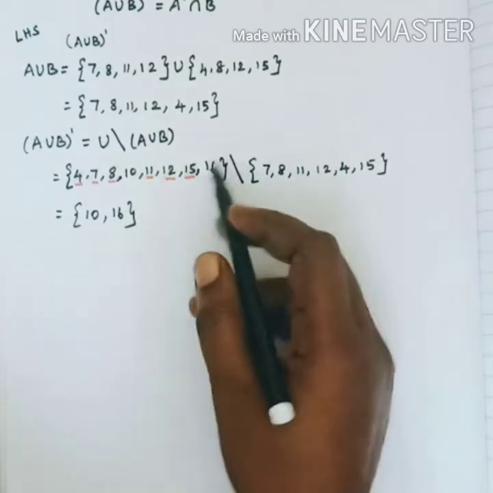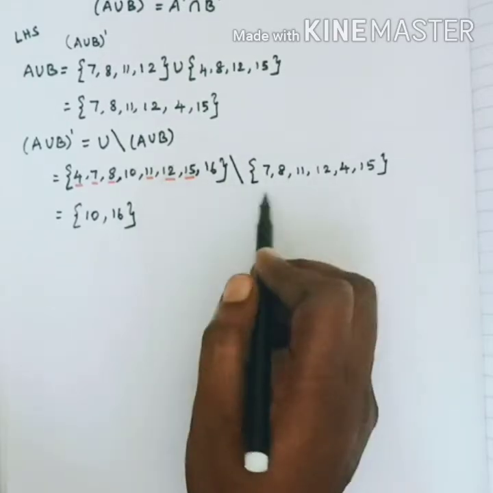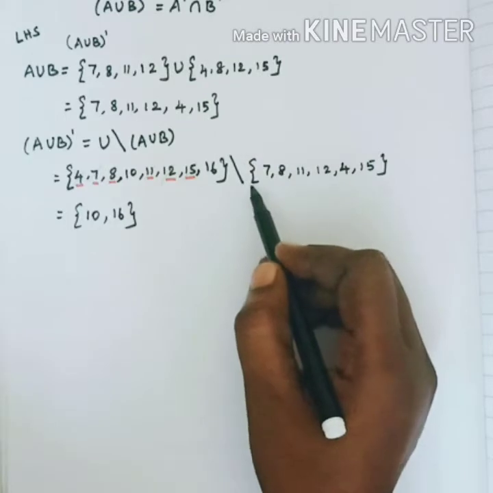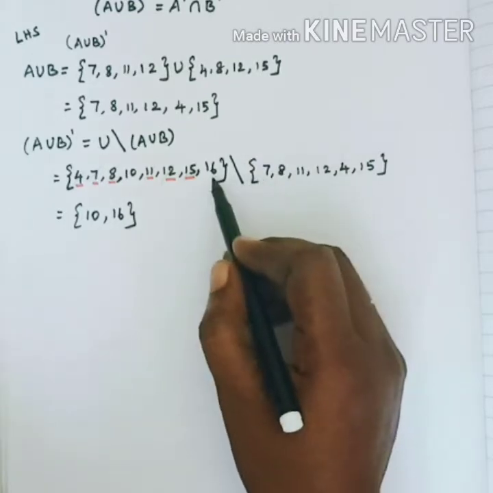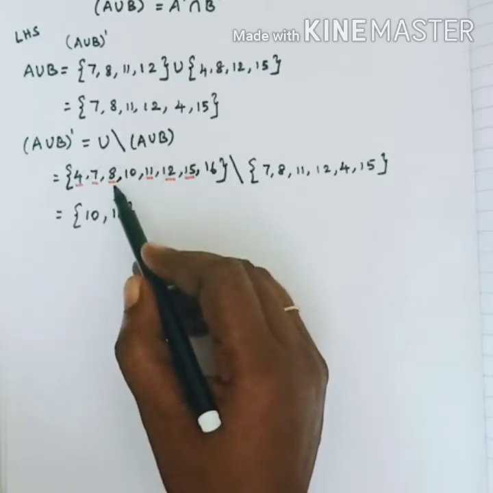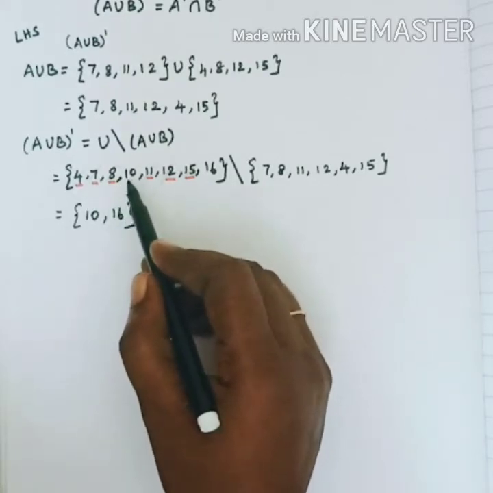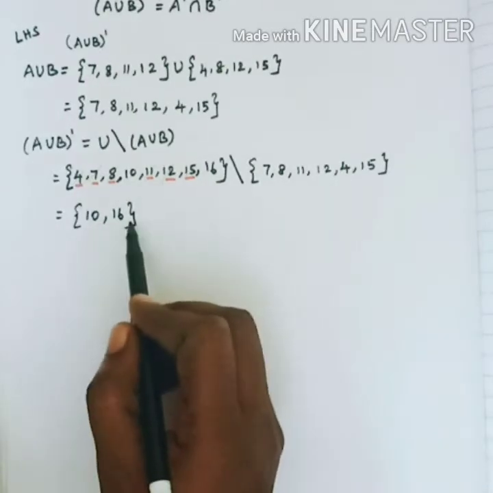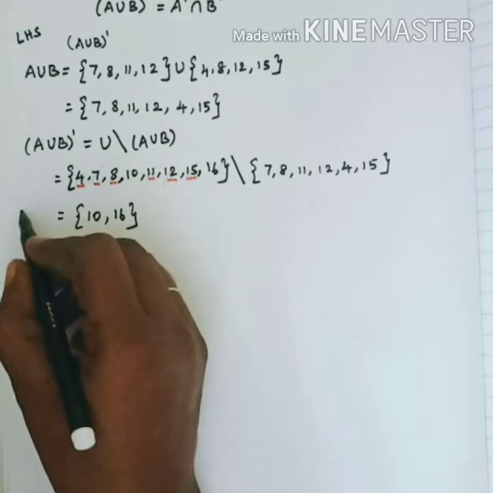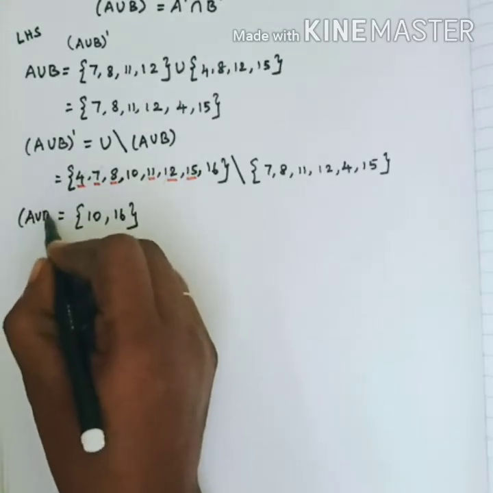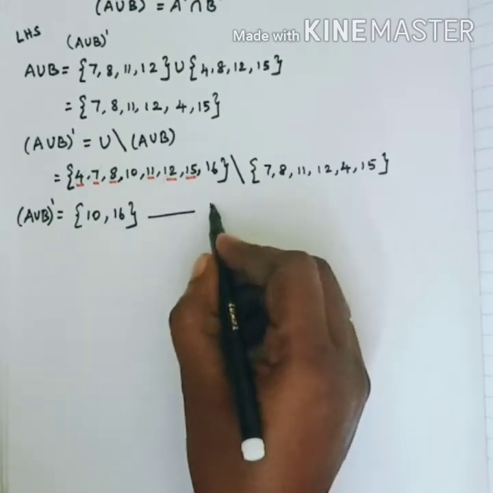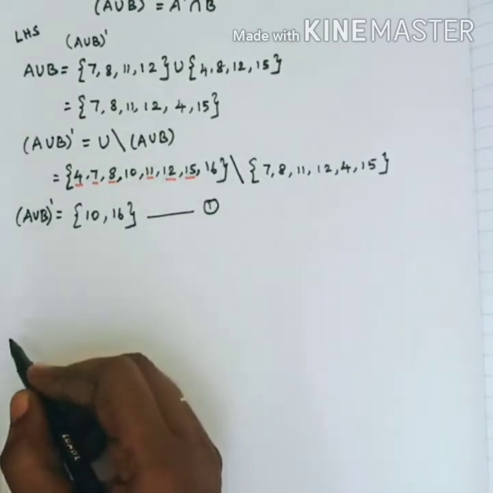Okay, whenever this slash comes, you have to use this method. So whenever the slash comes, you have to identify the common elements, and then omit the common elements from the first set and write the remaining elements in the first set. This is the answer for (A union B)', the whole dash. This is your left hand side. So this is equation number 1.